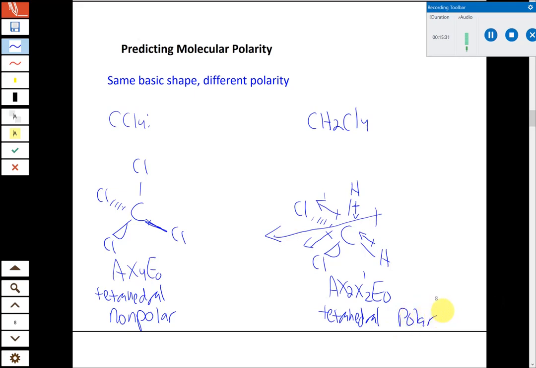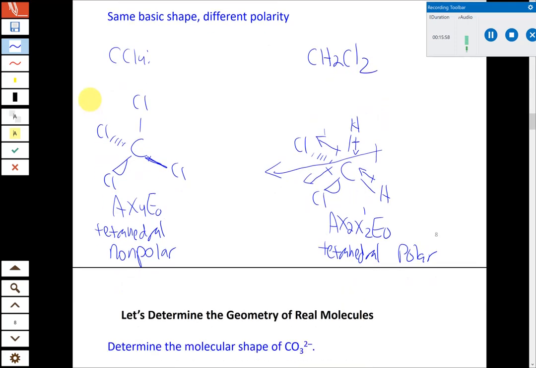So they're both tetrahedral, but because one of them has the same four outer atoms, that makes it nonpolar. When you have two different outer atoms, AX2X'2, or if it was just AX3X'1 with one hydrogen and three chlorines, for example, in that case the dipoles don't cancel out and the molecule is polar. So those are some that are going to be commonly coming up. That should be CH2Cl2, my bad. All right, so they're both tetrahedral, but one's polar, one's nonpolar.